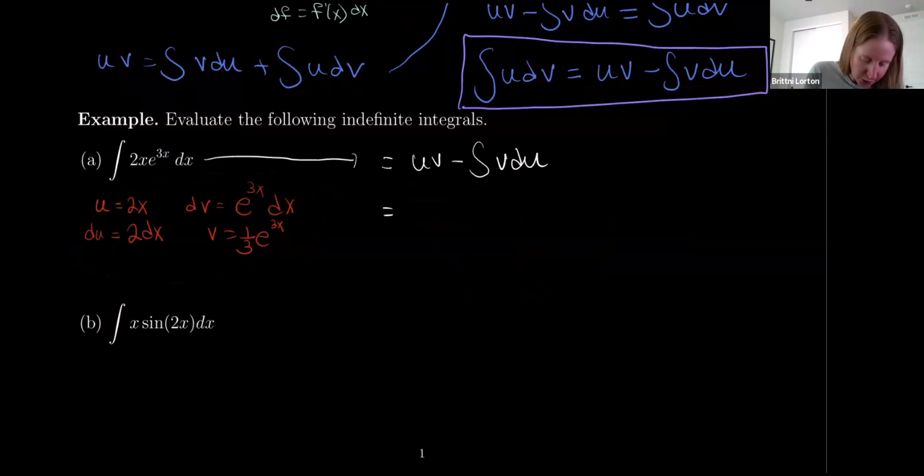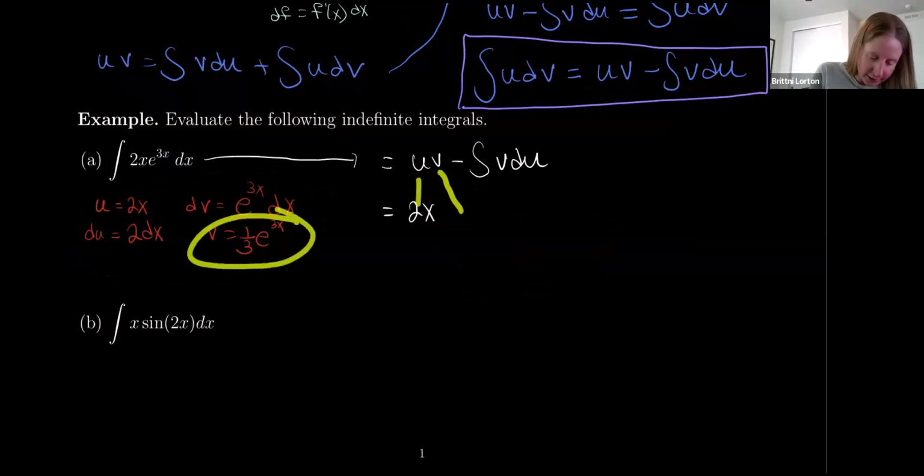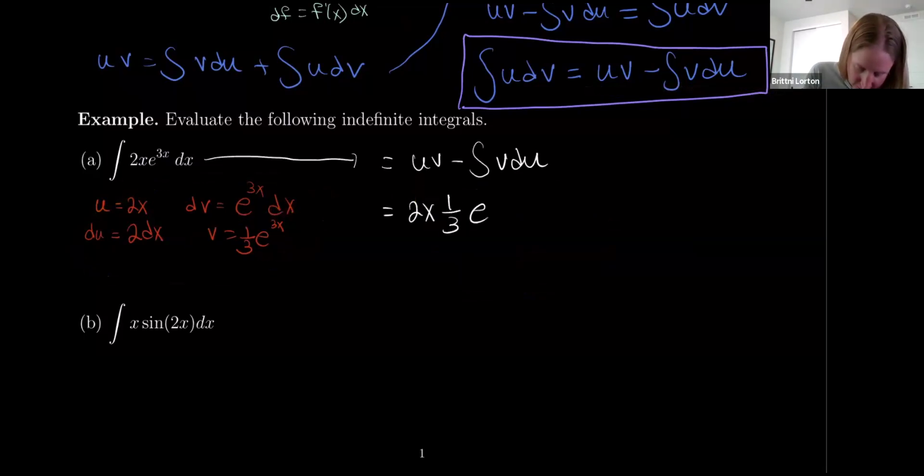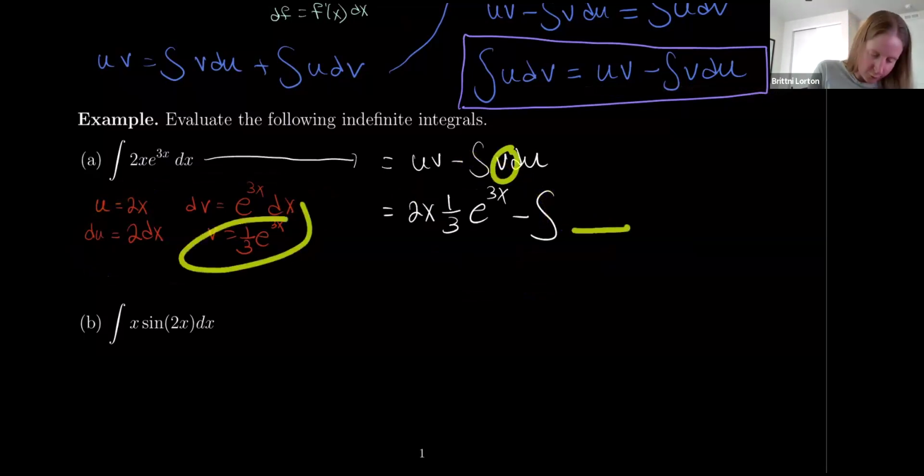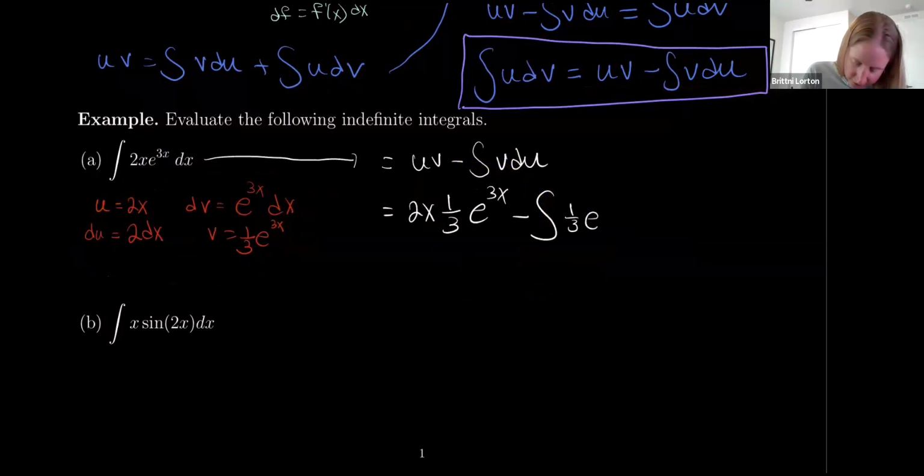We can do it. So u is 2x. So I just copied that down. Now v. V is 1/3 e to the 3x. So 1/3 e to the 3x minus the integral. Just copying it down. Okay, then I need a v. So v, do I have a v? I do. It's 1/3 e to the 3x. And then now I have a du, and my du is 2 dx.